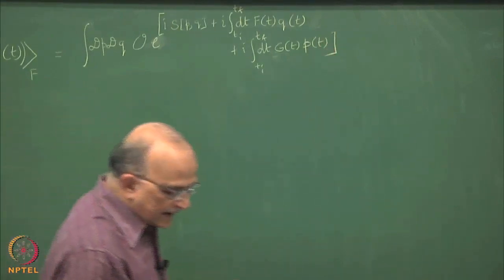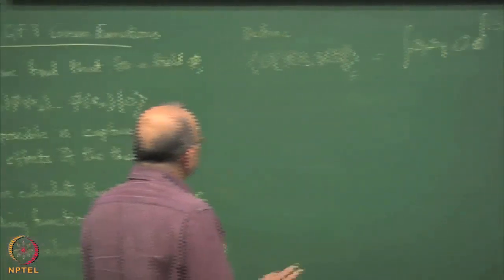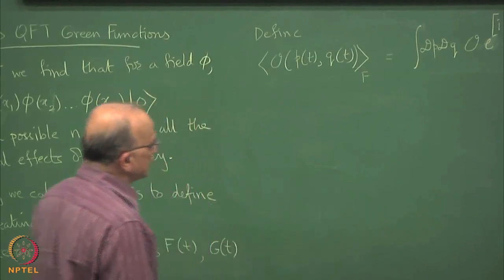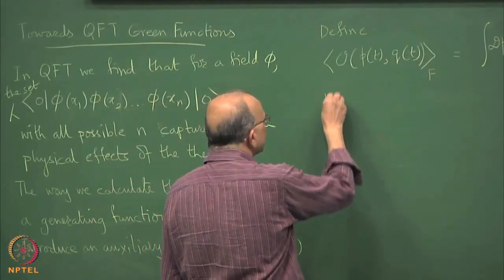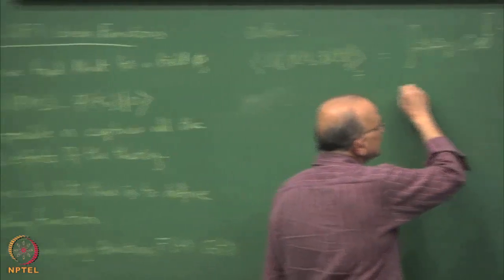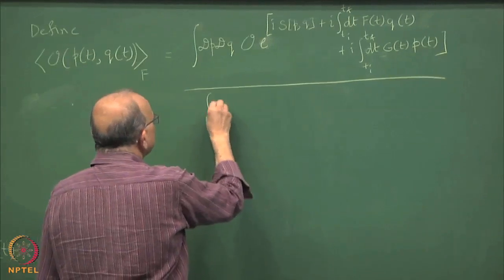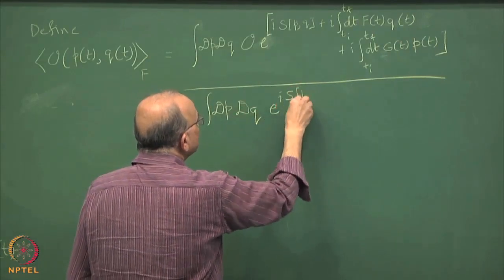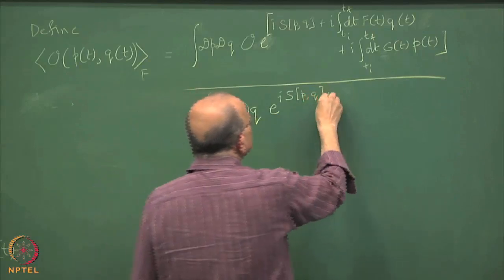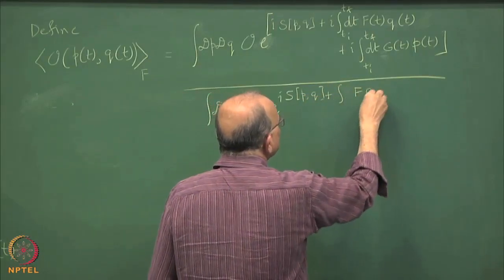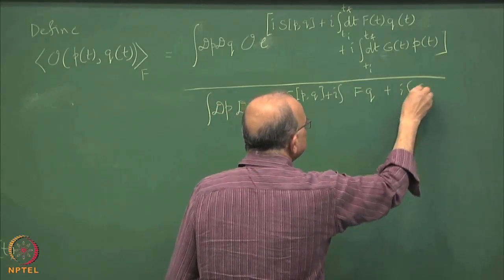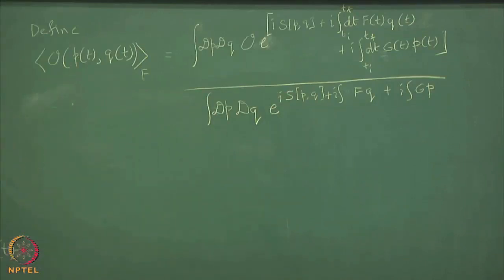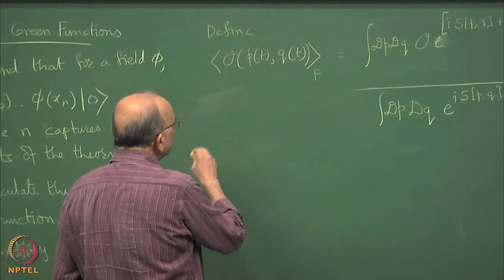But to not get carried away with too much generality, we will in practice be using only the position dependent path integral. The more important thing is the denominator: divided by the integral dp dq of e raised to i S of p q plus i integral f q plus i integral g p. So you have to divide out by the thing without the insertion of O. Now we shall be using the path integral only in the q formalism.